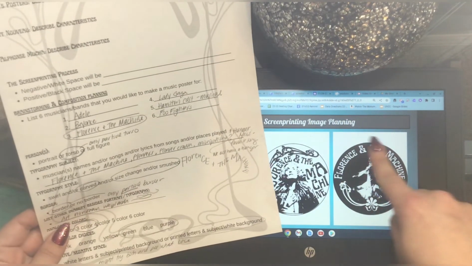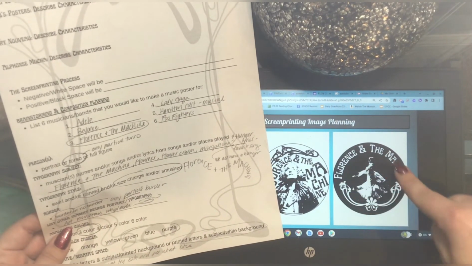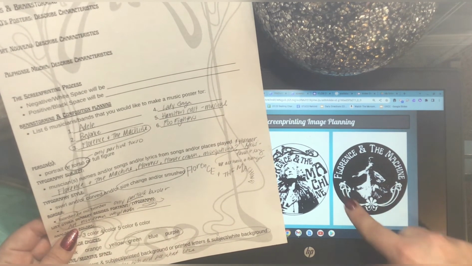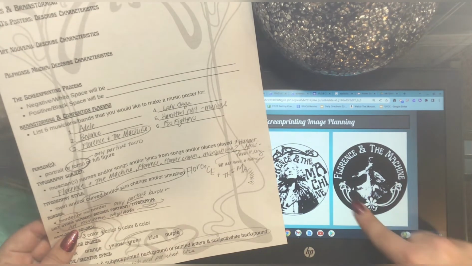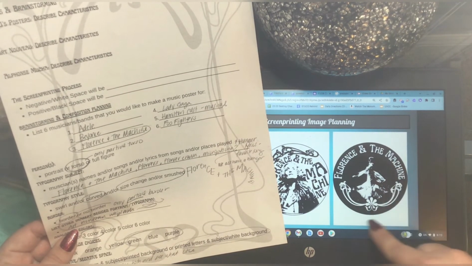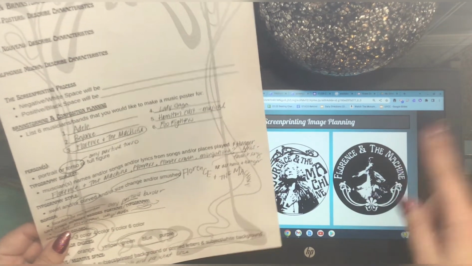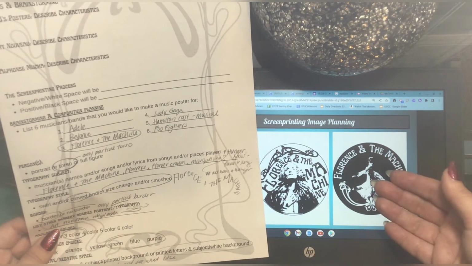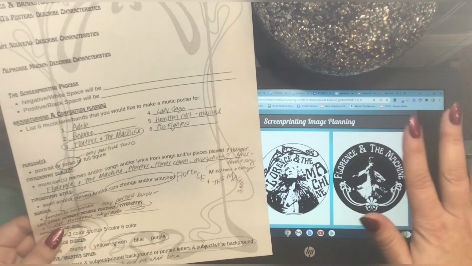So that would be this option right here. My letters are white, Florence is mostly white, and my elements are white here. And this whole background would be printed, but all the white areas would be blocked. So that's one option. So basically, your letters and your figure are going to be the white of the paper.